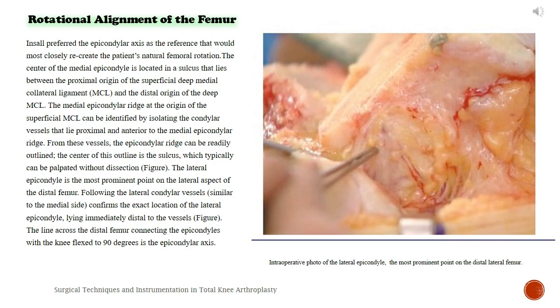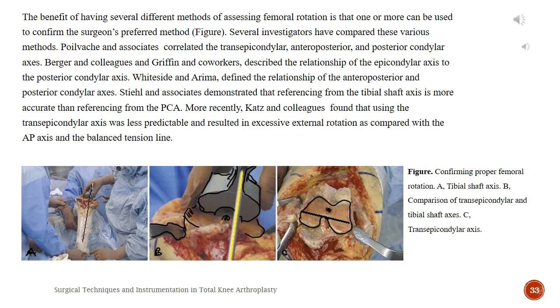The lateral epicondyle is the most prominent point on the lateral aspect of the distal femur. Following the lateral condylar vessels, like the medial side, confirms the exact location of the lateral epicondyle, lying immediately distal to the vessels. Figure. The line across the distal femur connecting the epicondyles with the knee flexed to 90 degrees is the epicondylar axis. The benefit of having several different methods of assessing femoral rotation is that one or more can be used to confirm the surgeon's preferred method. Figure.